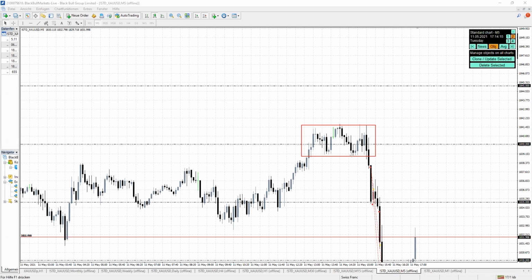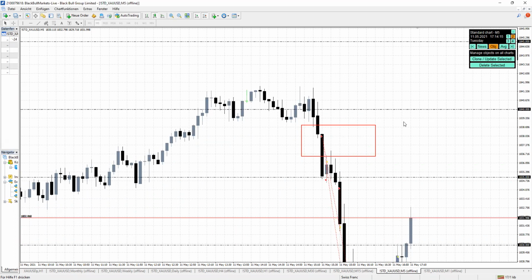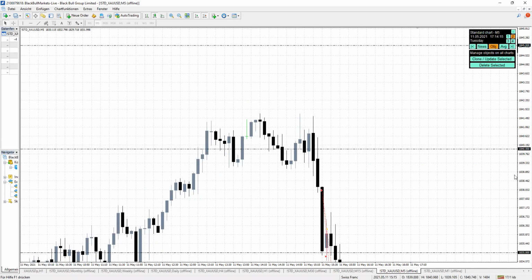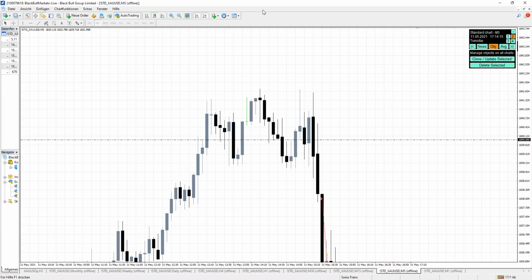Why didn't we buy here? I pretty much joined later, so I missed it. That's why I'm asking again. Okay, so now this is the first 5 minute candle closing above 1840. But the next one, let's zoom in a little bit. The next 5 minute candle, did it break? Yeah, it broke the high. So let's go a little bit deeper.